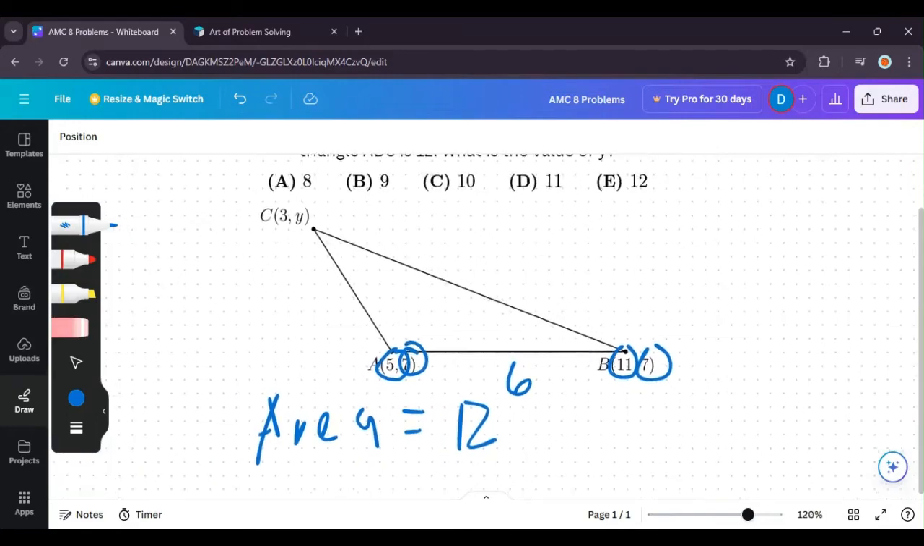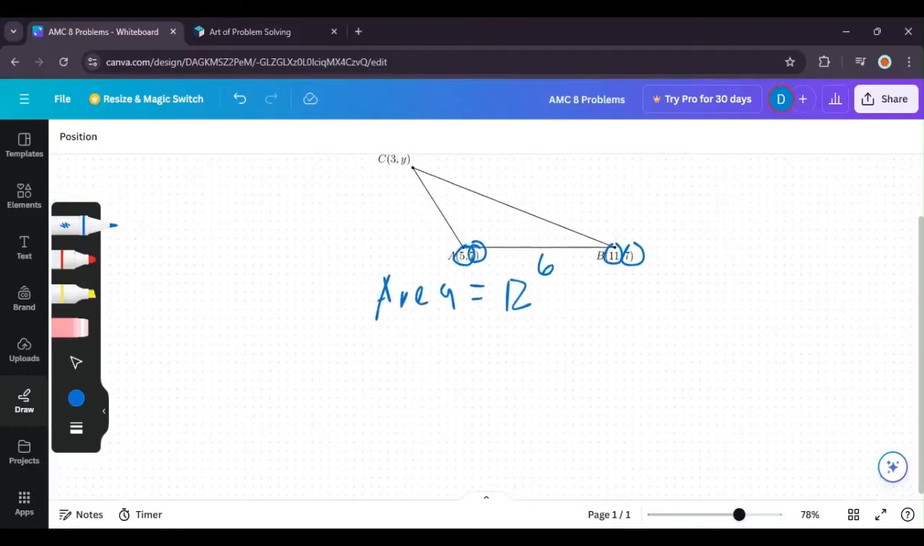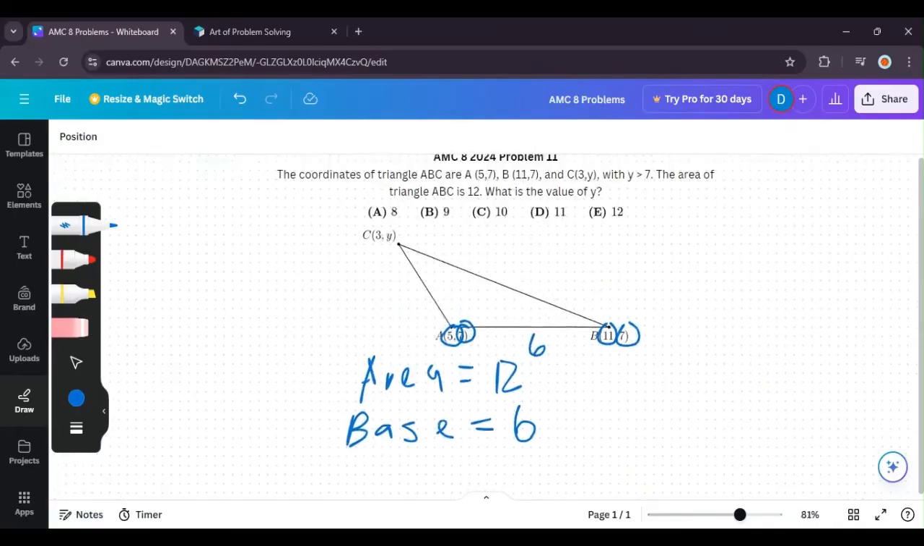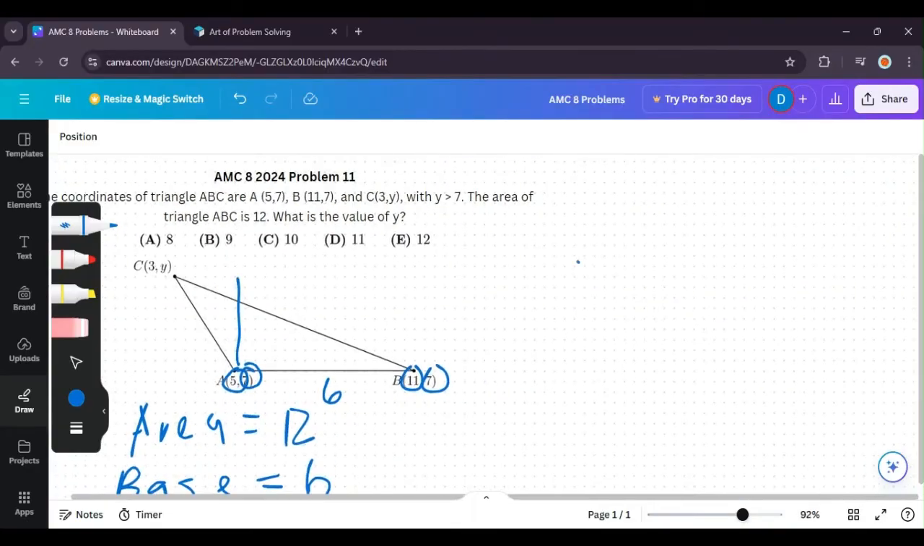Okay, so the base is 6. So the base is 6, and that will help us find the height. So all I want you to do is find the height of the triangle. And this might be a weird triangle. However, we treat all triangles the same. We don't want to be unfair to any of the triangles that don't look like a right triangle.